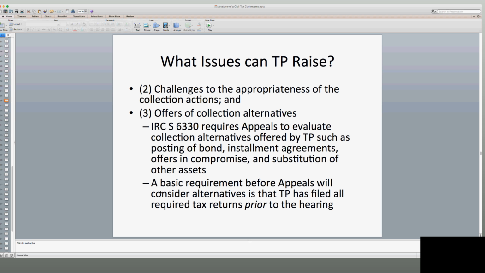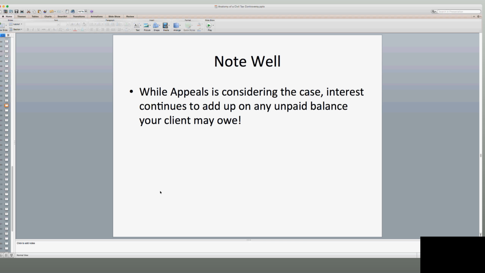So be sure to ask the client up front, or to confirm up front, that the client has filed all required returns. While appeals is considering the case, interest does continue to add up on any unpaid balance your client owes. And that's a conversation you want to have right from the get-go and maybe even memorialize in writing, because you never want to have the client coming back and accusing you of not having advised or informed them that interest was accruing on the unpaid balance throughout this entire process, which can sometimes go on for months and months and months.